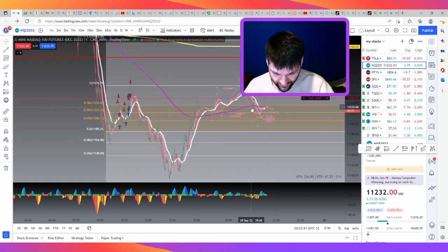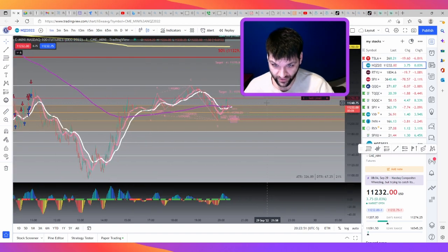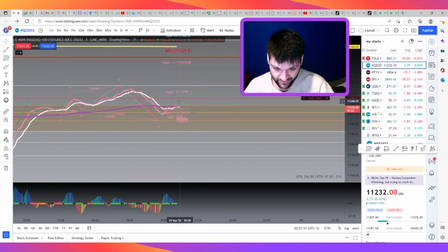For example, if it dropped here and then did that, I wouldn't enter until I see a rejection or see some confirmation, which is what I'm waiting for here. I'm waiting for confirmation from my other indicators to show me that we're either continuing up or we're staying down. Does that not make sense?